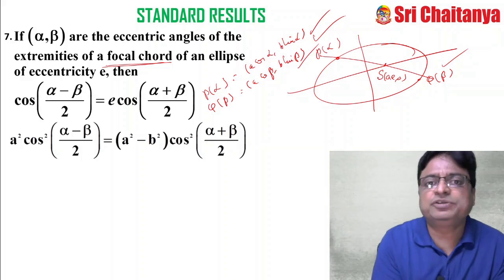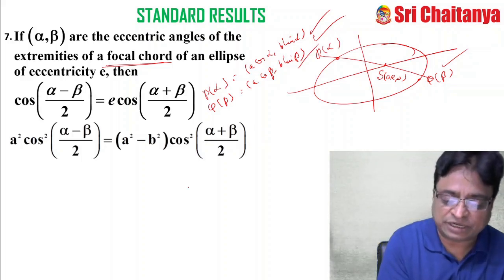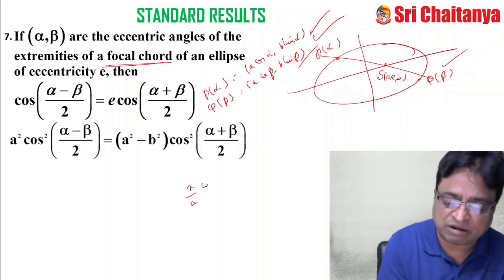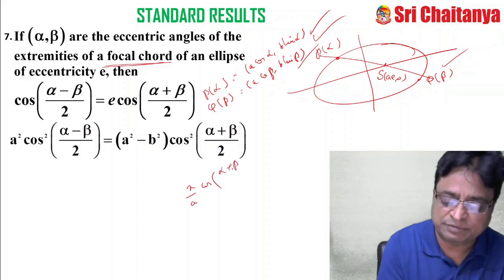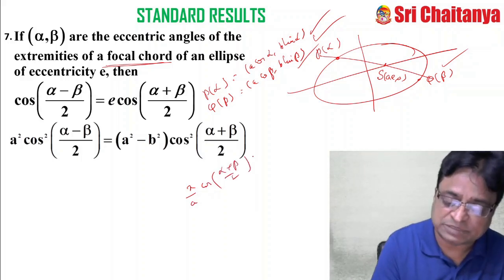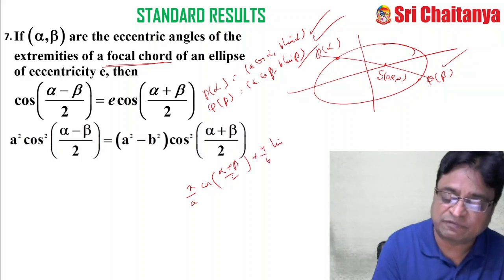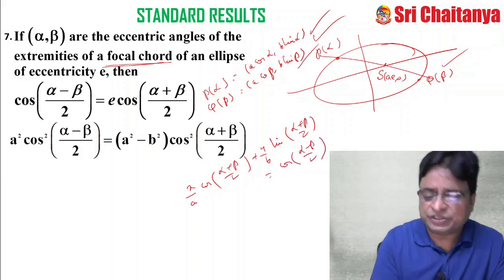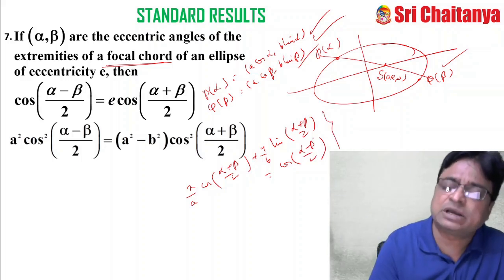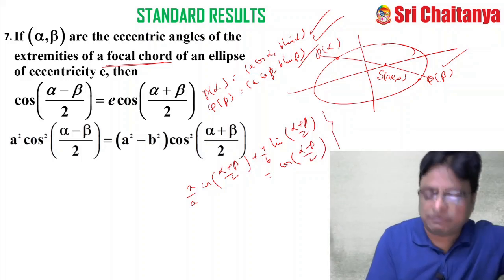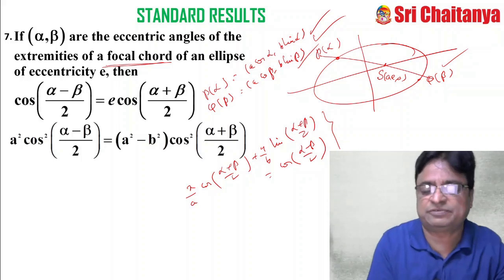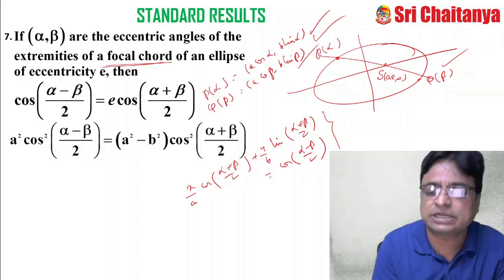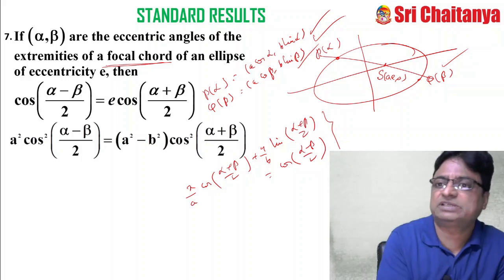What is the equation of the chord joining alpha and beta? There is a formula for it: x by a cos of (alpha plus beta) by 2, plus y by b sin of (alpha plus beta) by 2, is equal to cos of (alpha minus beta) by 2. You have a formula like this. This is the equation of the chord joining the 2 points alpha and beta. That I have already given in our previous video. Please watch our previous videos, you will get it. Otherwise, please check the description, where I am providing all the previous videos also.